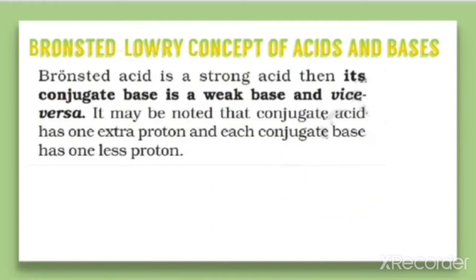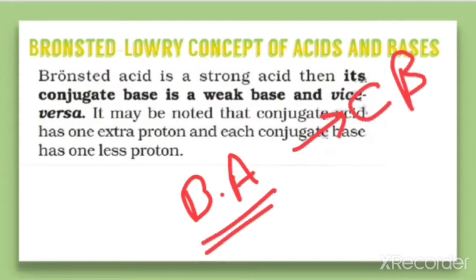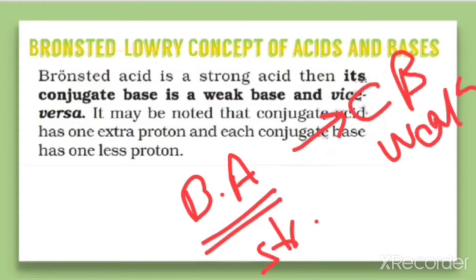If the Bronsted acid is a strong acid, then its conjugate base is a weak base, and vice versa. As we have already discussed in the acid-base pair, the Bronsted acid gives rise to the conjugate base. So if the Bronsted acid is a strong acid, then it gives rise to a weak base. And vice versa, if the Bronsted acid is weak, then the conjugate base will be strong.